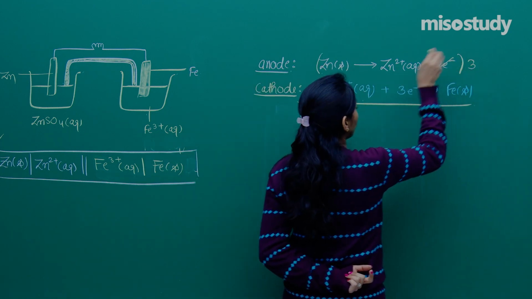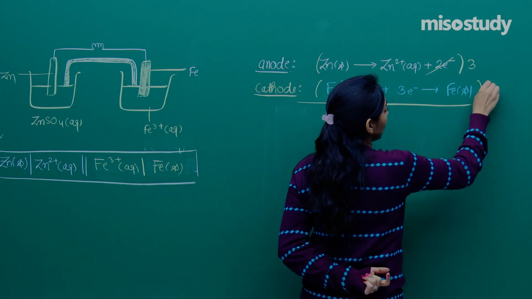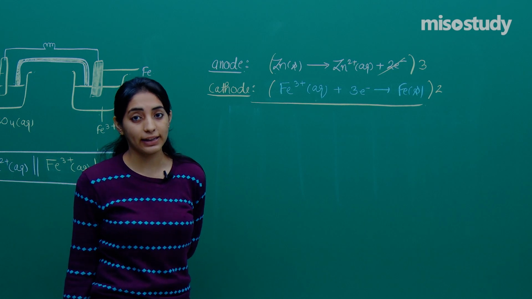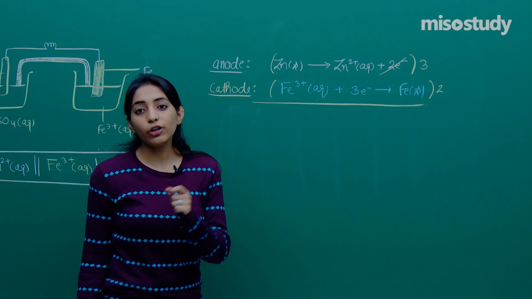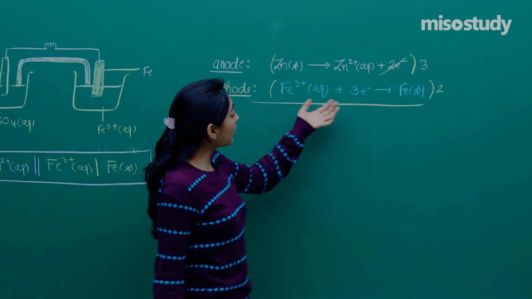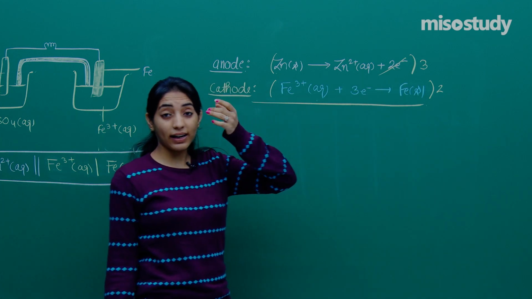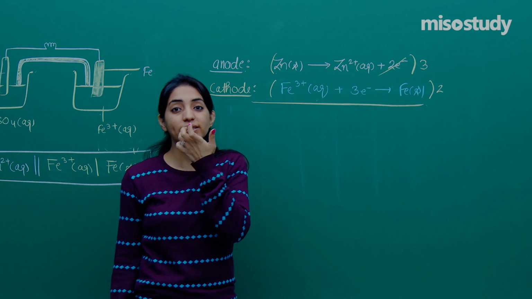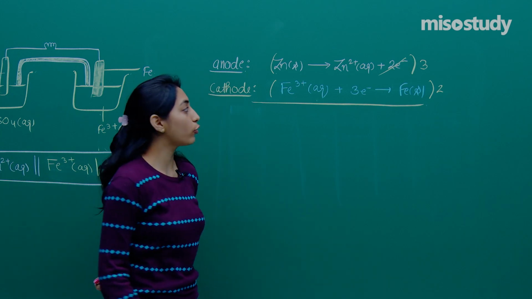Multiply the whole equation by 3, multiply the whole equation by 2 in order to make sure that the number of electrons are same. Do not ever do things like here 3 electrons are there, here 2 electrons are there and you are left out with 1 electron. Never. Make sure that the number of electrons should actually get cancelled in both the cases.